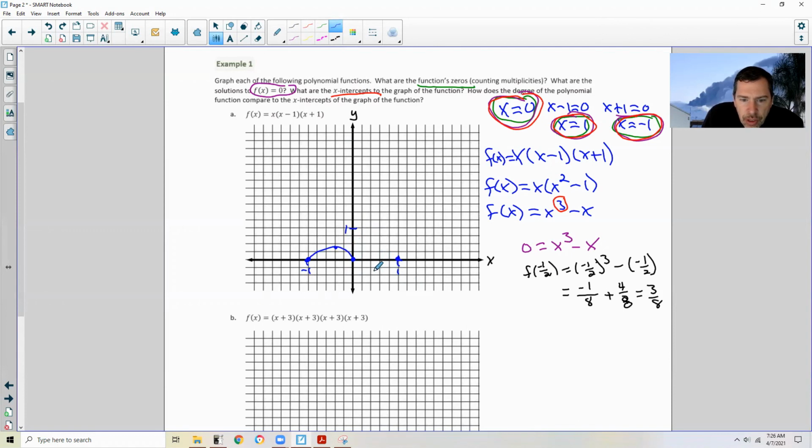So I will go up one, down 1.5 and put a point here. And this is going to curve, come down and turn and go back up. And then it's going to go forever and ever. So we're just going to do this. So there is the graph of this function.